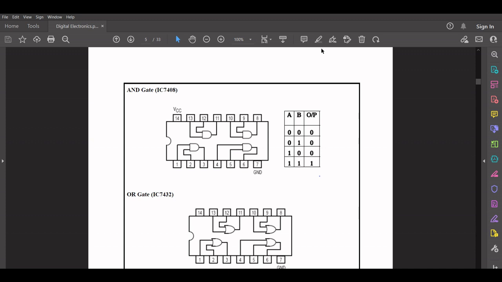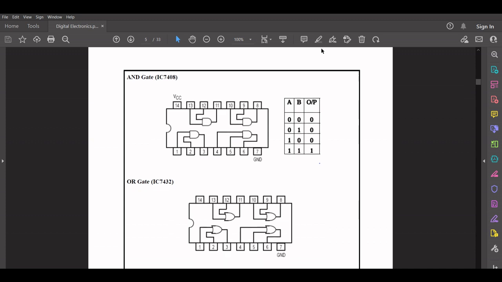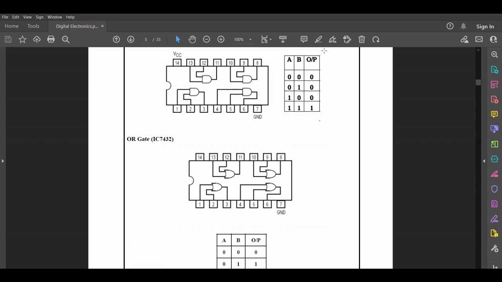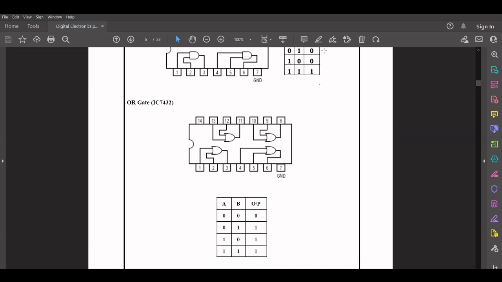The next gate that we have is IC7432, that is the OR gate. The OR gate again is a 14-pin IC with 4 gates within it. In this gate, both the inputs are added. So if we have both inputs as logic 0, the output will be 0. But if any one of them is 1, then the output will be 1.